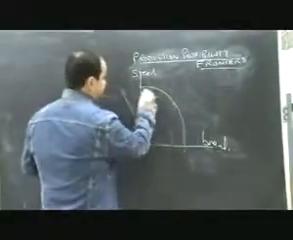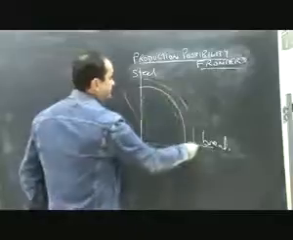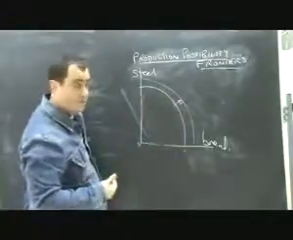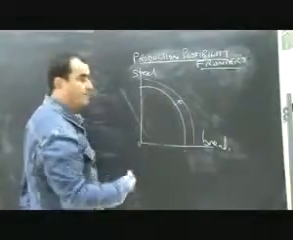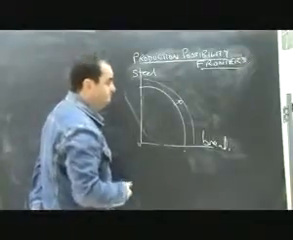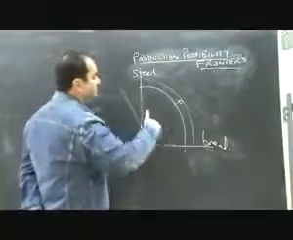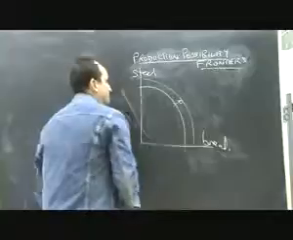And this is obviously undesirable. But PPFs can also shift outwards as resources get better or get more plentiful. So if there is more land, if there is more labour, the population increases. If there is better labour, the population becomes more skilled. Then the potential output of the economy will increase and the PPF will shift outwards.